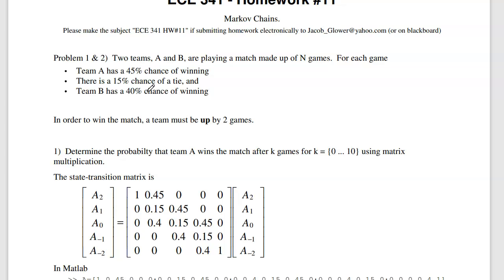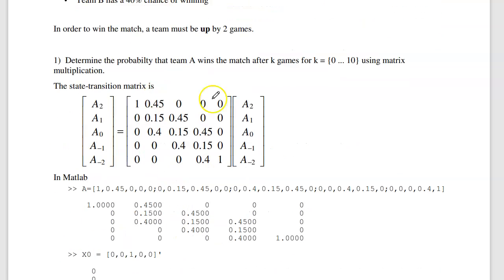Well, one way to do this is to first set up the state transition matrix. That's right here. If I start out at even, then 15% chance I'm going to stay at even, 45% chance A is going to win, I'll go up a game, 40% chance A loses, I go down a game. If I'm at +1 game, in this column, 45% chance I'll go +1, tie, down 1. If I'm at +2, the match is over. And likewise, if I'm at -2, the match is over, B wins.